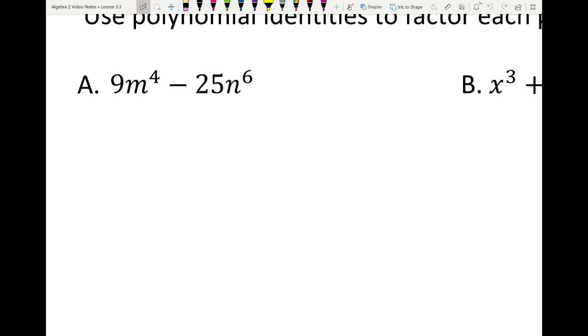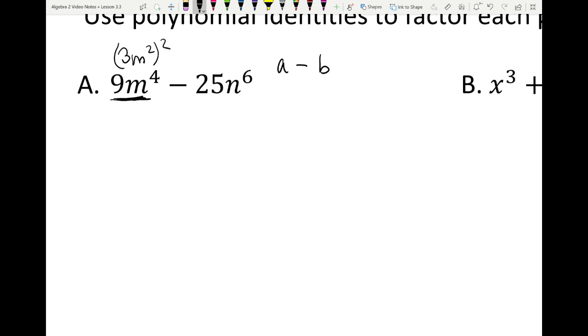For the first problem, we have to be able to determine, well, is it a difference of squares or a difference of cubes? We know we have a difference, right? Because we have a minus sign. So we know it's going to be one of those formulas. Now, is this a perfect square right here? Is this what you want to ask yourself? Well, yes. I could take the square root of 9, right? The square root of 9 is 3. And I can write this as (3m²)².